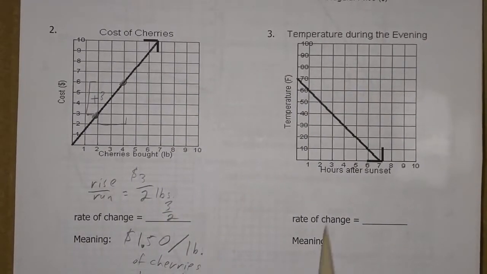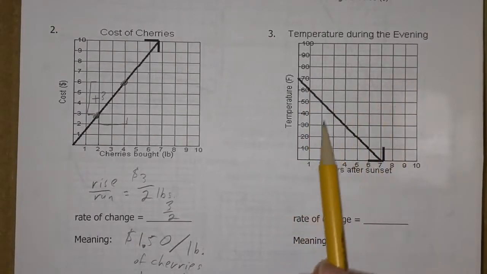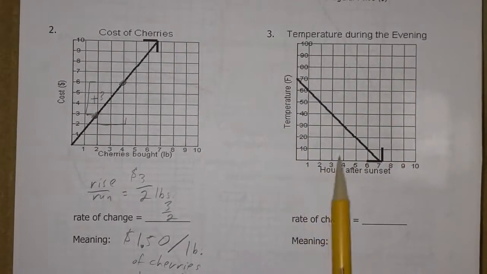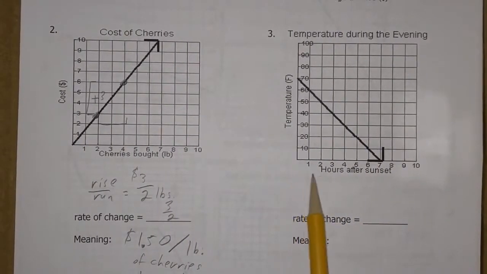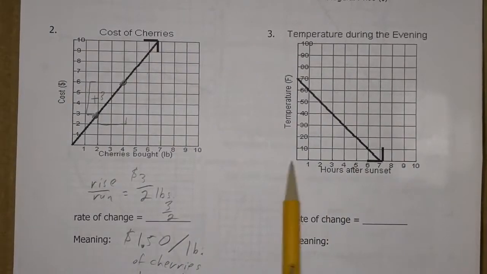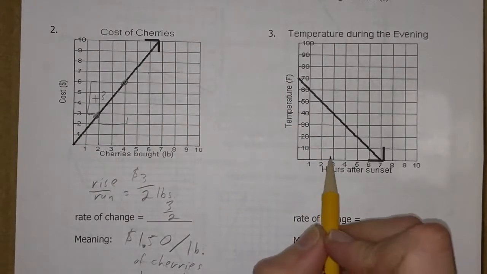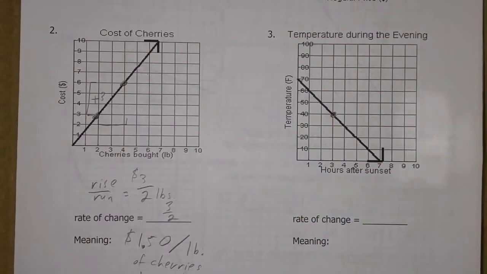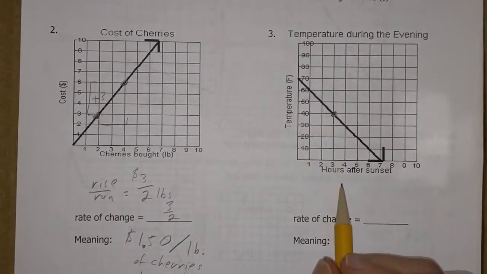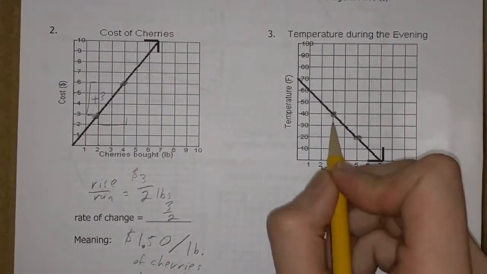Okay, number 3. Let's inspect our graph to begin with. We have temperature during the evening. It's temperature in degrees Fahrenheit versus the hours after sunset. Our graph is going by ones on the hours and by tens on the temperature. So we'll pick 2 perfect points if we can find them. Let's see here, 3 and 40, and 5, 20. I'm sure there are others you could pick.